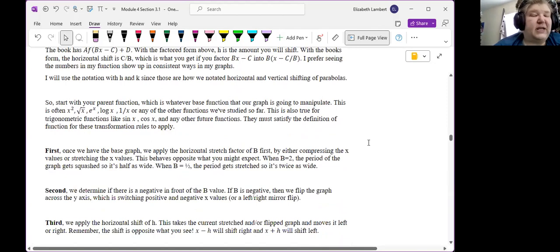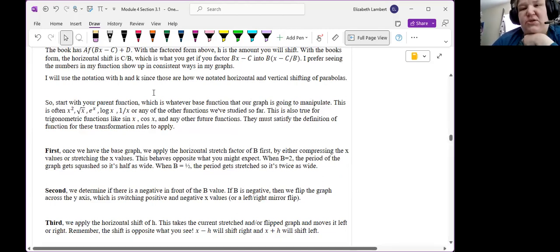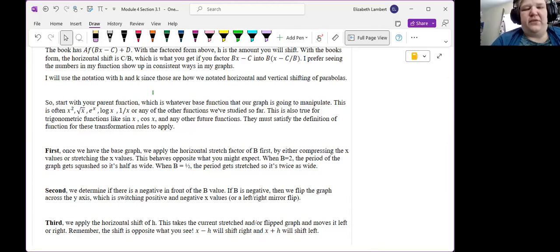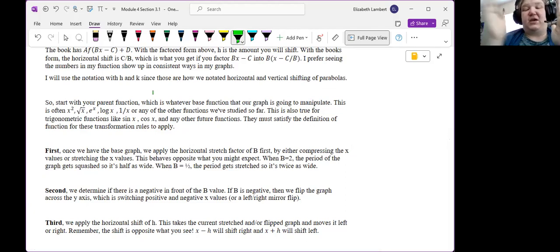All right, so what I have here is a long description that I put together last summer. I made a couple of tweaks, but this is the, like, you got a graph that's going to tweak everything, follow these steps. So the first thing, after we figure out what the base graph is, here's our original graph. Then the first thing we want to apply is, is there a horizontal stretch factor? So does this shape I have get compressed or stretched horizontally? Once we have those new points mapped out, then we'll determine if there's a negative in front of the b value to know if the whole graph is supposed to flip.